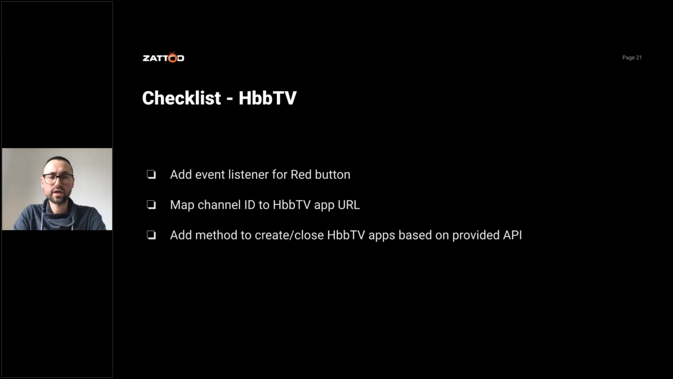To do this, you would need to provide an additional event listener for the red button and map the channel ID in your application to a specific HbbTV app URL, which should be opened whenever the customer presses the red button. Together with that, you can then link it with a specific API to create or close HbbTV apps, which again can be found in the reference implementation example.